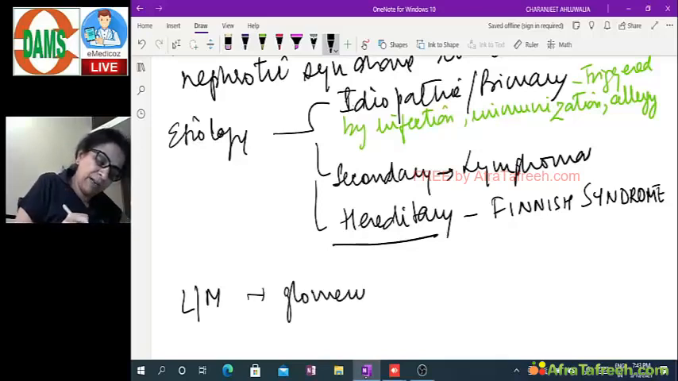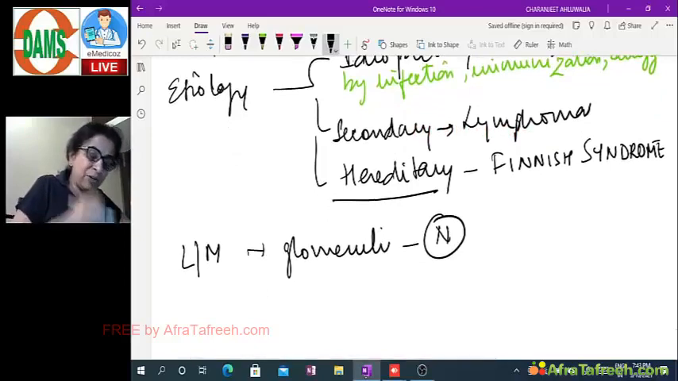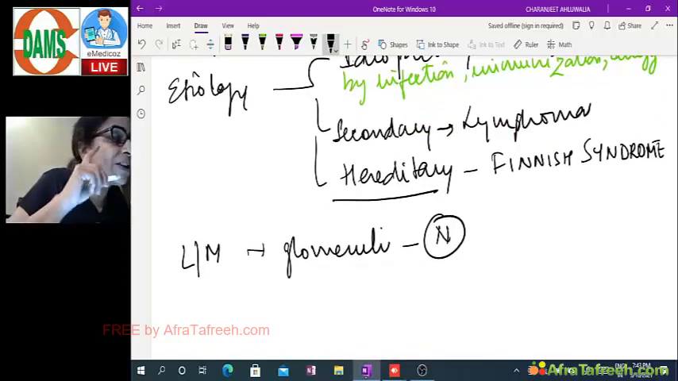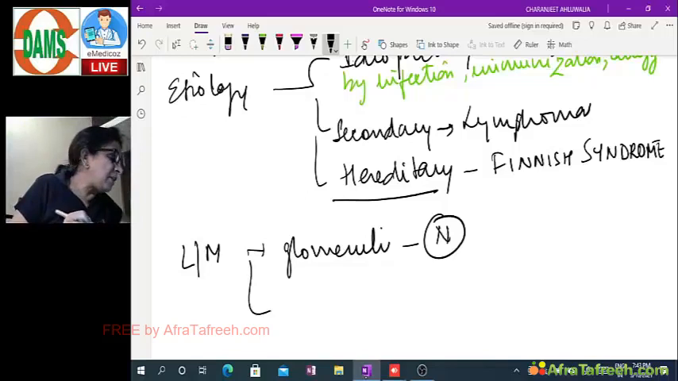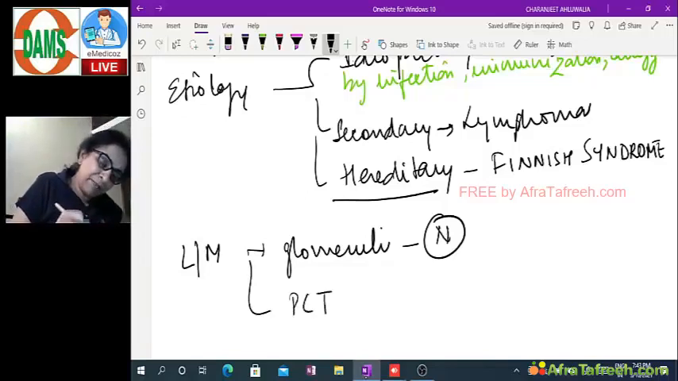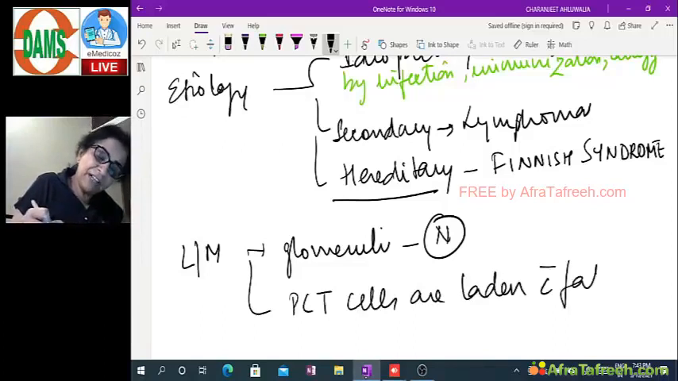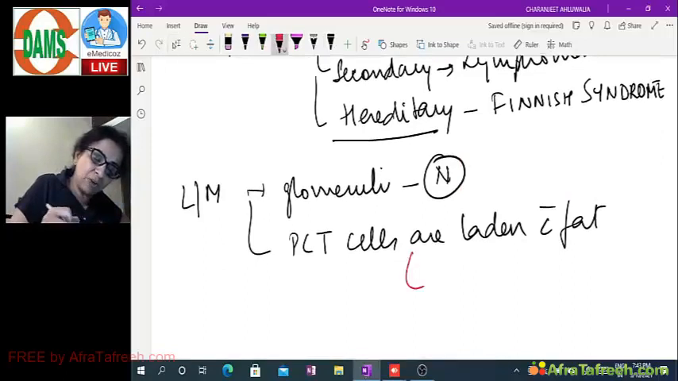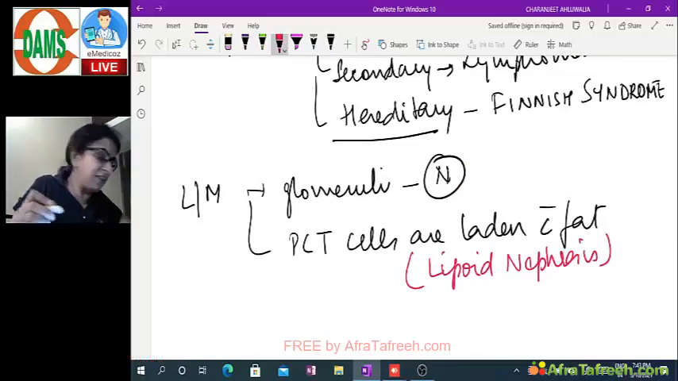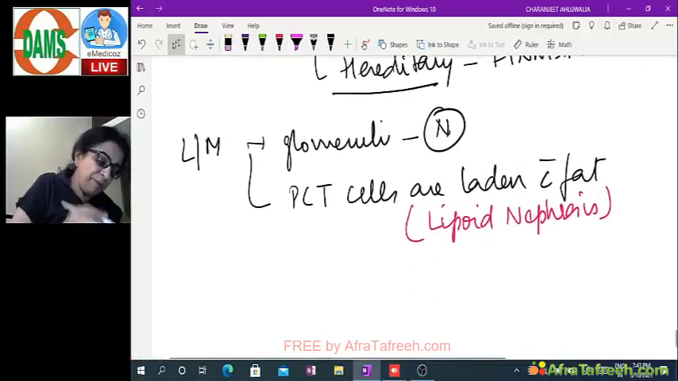glomeruli are normal. Glomeruli are absolutely normal, hence the name minimal change disease. But if you look at the tubules, the PCT cells are laden with fat. They contain fat in their cytoplasm. Hence another name for this nephrotic syndrome is lipoid nephrosis. So PCT cells are laden with fat, hence the name lipoid nephrosis. Okay, this is light microscopy.